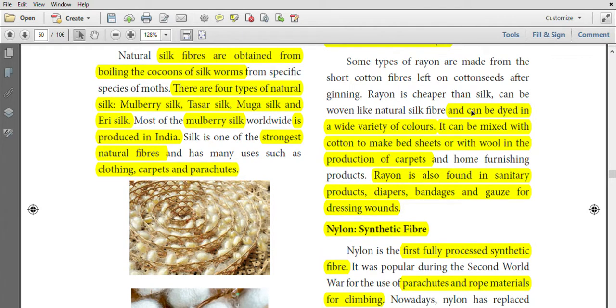Rayon silk can be dyed in a wide variety of colors. It can be mixed with cotton to make bedsheets, and with wool in the production of carpet. Rayon is also found in sanitary products like diapers, bandages and gauze.